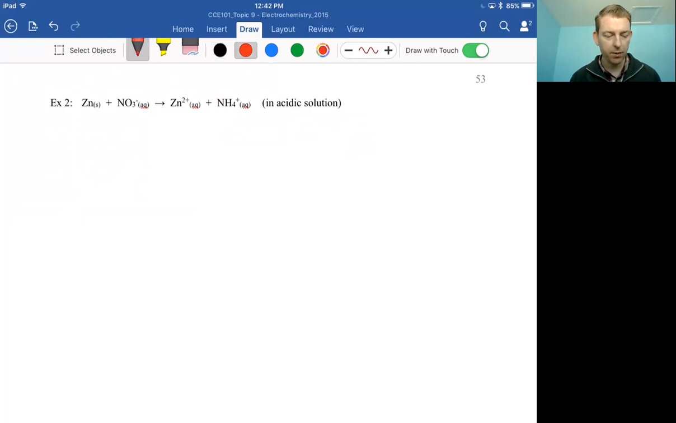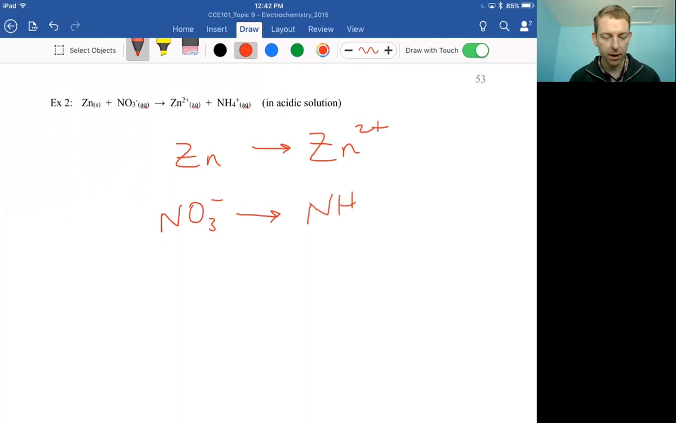again, is quite obvious. It's going to be zinc 0, zinc metal, is oxidized to zinc 2 plus. And so that only means that our nitrate will be reduced to NH4, ammonium. So this is our oxidation and reduction reaction.